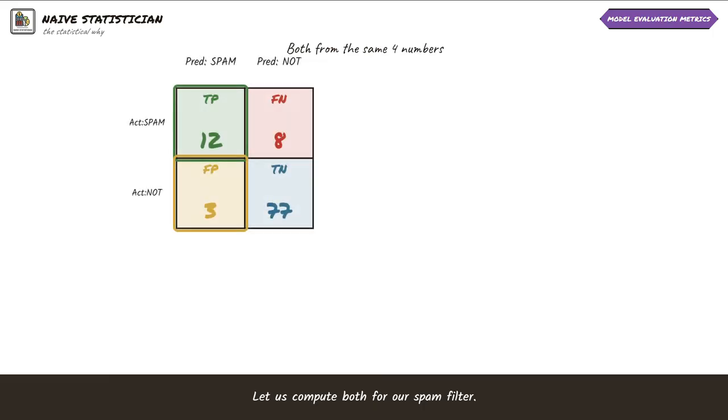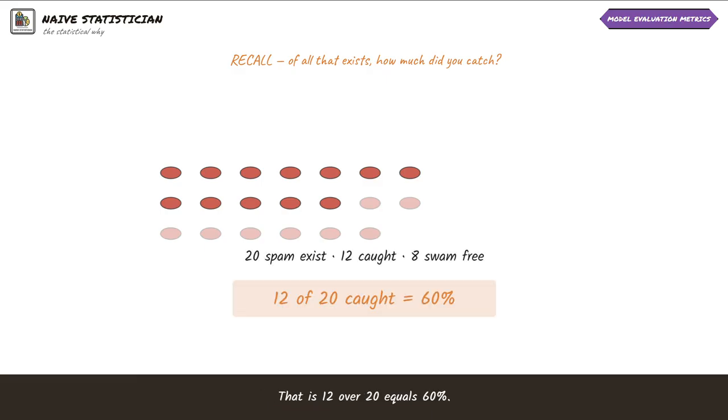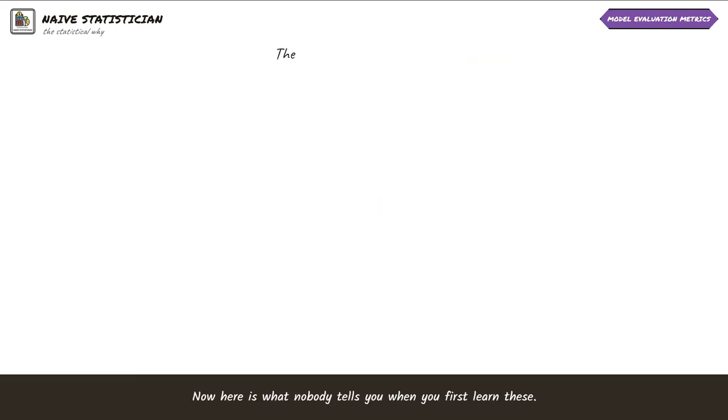Let us compute both for our spam filter. 12 true positives, 3 false positives, 8 false negatives. Precision equals 12 divided by 12 plus 3, that is 12 over 15, equals 80%. So when the filter flags an email as spam, it is right 80% of the time. Recall equals 12 divided by 12 plus 8, that is 12 over 20, equals 60%. So of the 20 actual spam emails, the filter caught only 12. 40% slipped through.